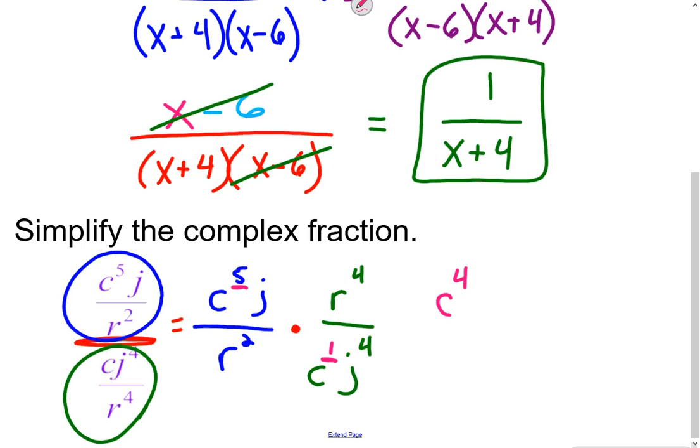Then I'll go on, I'm going to look at the j's. I see that I have j to the 1st in the numerator here, j to the 4th in the denominator there. I want to have positive exponents.